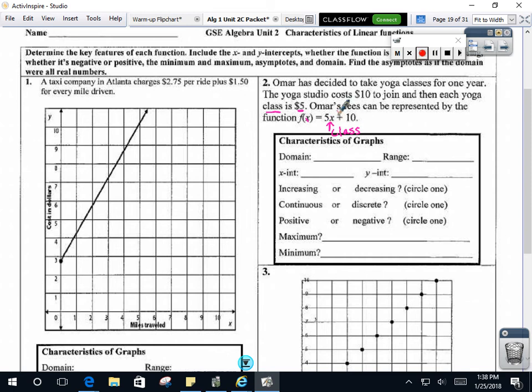Okay, everybody understands how I know that the x represents classes, right? Because $5 per class, so x is for classes. So when you're doing domain, you're worried about x values. What's the lowest number you could plug in for x? 0. Think about it. Couldn't she pay her $10 to join and then not ever go back and take a class? So technically, it could start at 0 classes. And that happens. People join gyms and then never go.